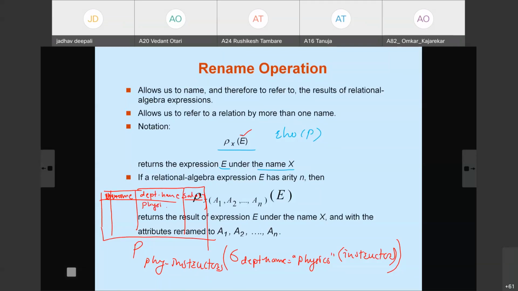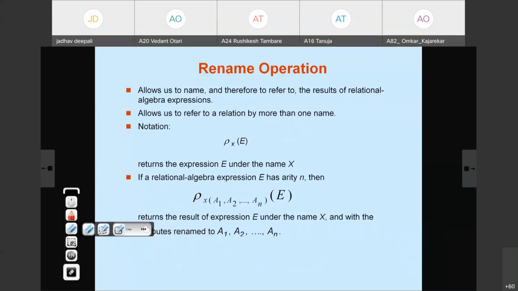We write the query, select department name equal to physics. What is the name of this relation now? The name of the relation is physics instructor. That is the use of the rename operation, to rename the resulting relation, or also you can rename any existing relation.